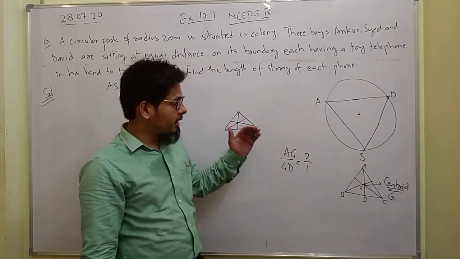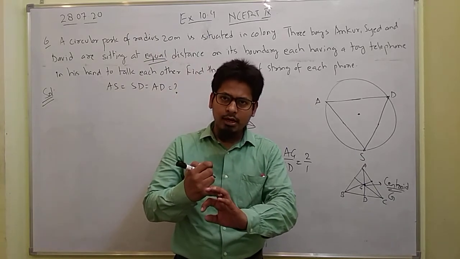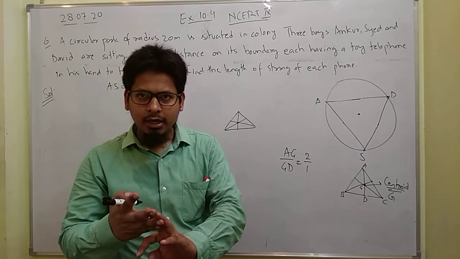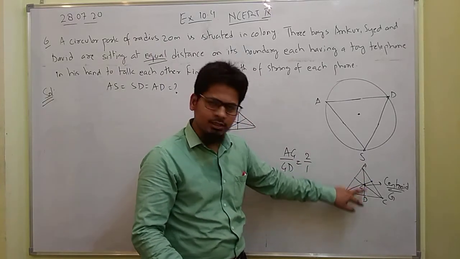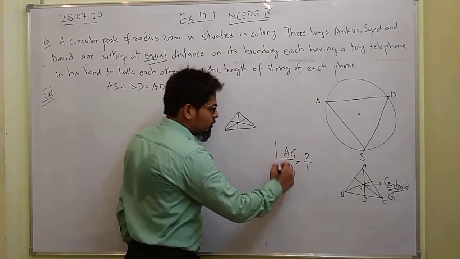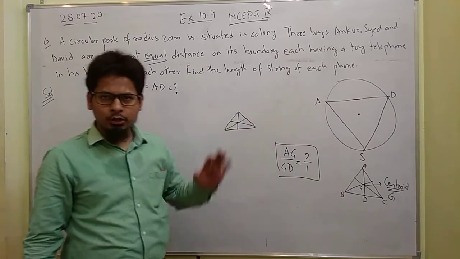First I explain this part, what the medians are and what the centroid is, and if you join A to G and D, what is the ratio between AG and GD? It is 2:1. So how will I use all these things in the triangle? Now I am going to explain to you.